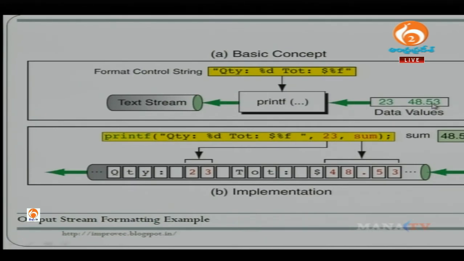So now I want to display this 23 and floating point 48.53. Next, inside printf we will write 23 and 48.53. It will be sent to the text stream in this format. So whatever you want to display on the screen, whether it is digits, we have to write it as a %d format specifier.